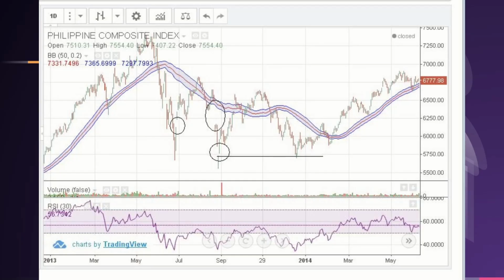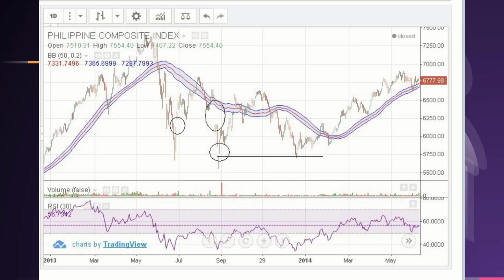Now, tignan natin yung PSE chart that we discussed kanina, no? As you can see here, nagkaroon tayo ng 1, 2, 3 gaps indicated by the black circles sa chart. And lahat sila nag-fill, di ba? When the final gap was filled, eventually we saw price rose higher.